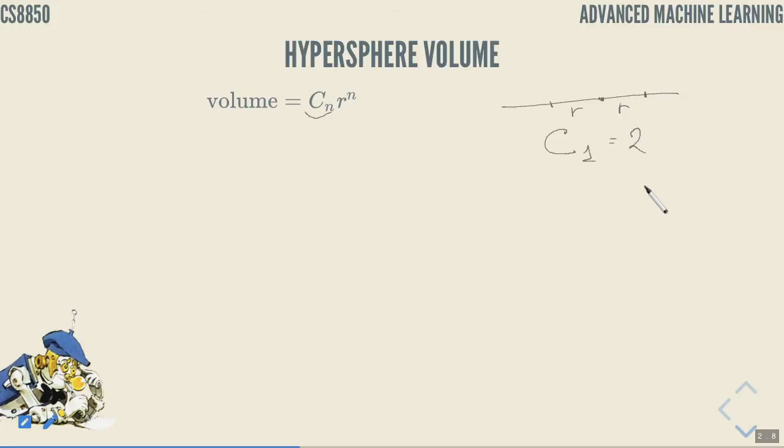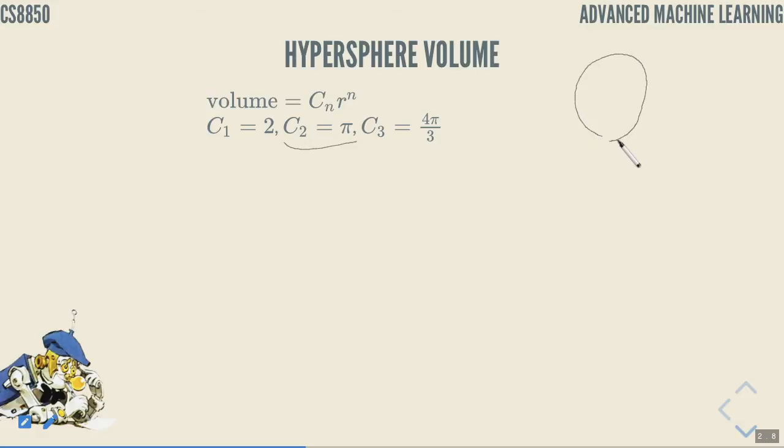And then we know that in 2 dimensions, it's pi. So the volume of the sphere in 2 dimensions, which is just an area, is pi r squared. The volume of the sphere in 3 dimensions is 4 pi over 3. But what is the general form of this constant? What is it? Let's derive it.